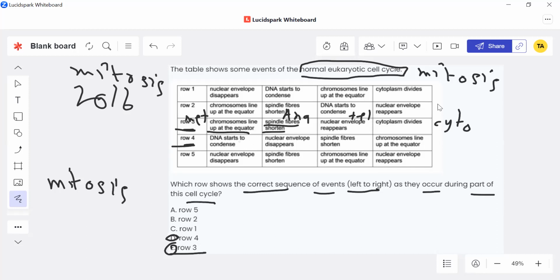DNA starts to condense. Yes, this is prophase. Nuclear envelope disappears. This is also prophase. Spindle fiber shortens. This is anaphase. Chromosomes line up at the equator. This is metaphase. This is wrong because anaphase comes after metaphase, not before. So this is wrong. So the right answer is D. Sorry, E. Row 3 is the right answer. Yeah, I can do the rest, but I know the right answer, so why worry?